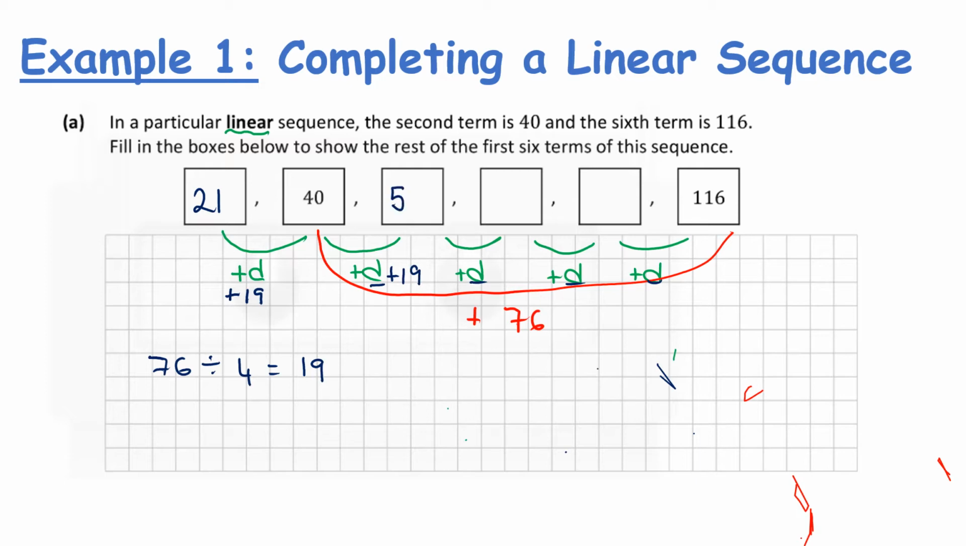So my next number is 40 plus 19, which is 59. So then we have 59 plus 19, and we get 78. And then we do 78 plus 19, and we get 97. And if we do 97 plus 19, we end up at 116, so we know that everything has gone right. So it's not necessary to have the first term. We might be given a term in the middle, and also if they give us two terms, knowing that it's a linear or an arithmetic sequence allows us to figure out that rule or what that common difference is.